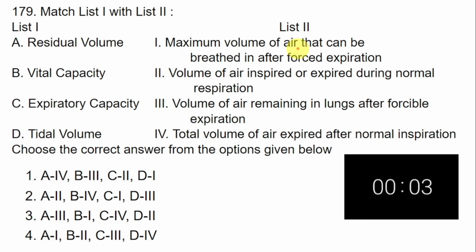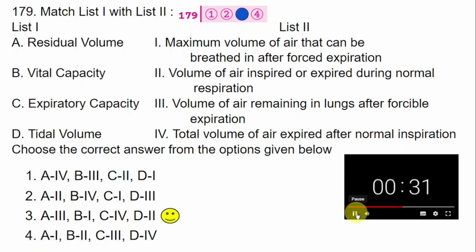So, this is a match question. First one, residual volume. It is the volume which remains in the lungs after forcible expiration. So A is 3. A3 is in option number 3. So the right answer will be this option. So mark it on the OMR sheet. 179, 3. So we attempted this in 30 seconds.